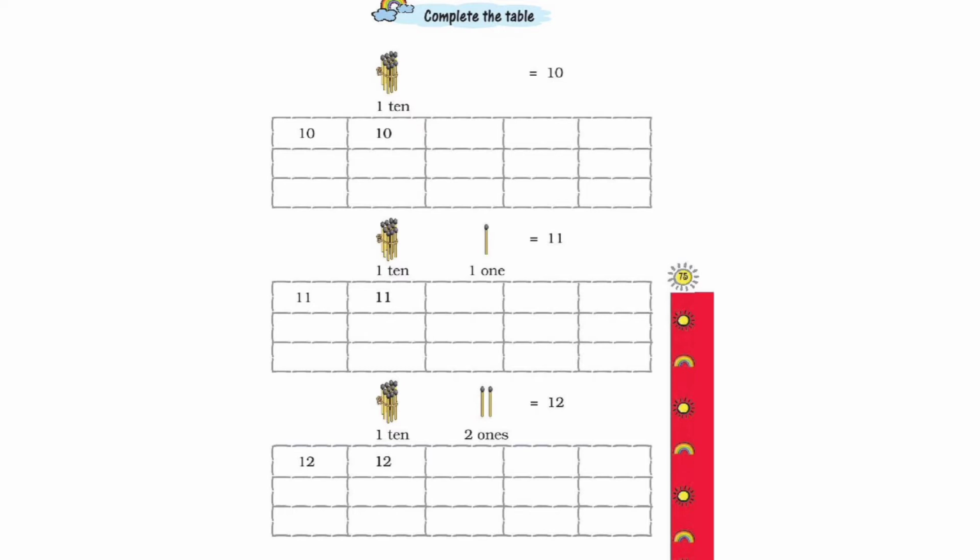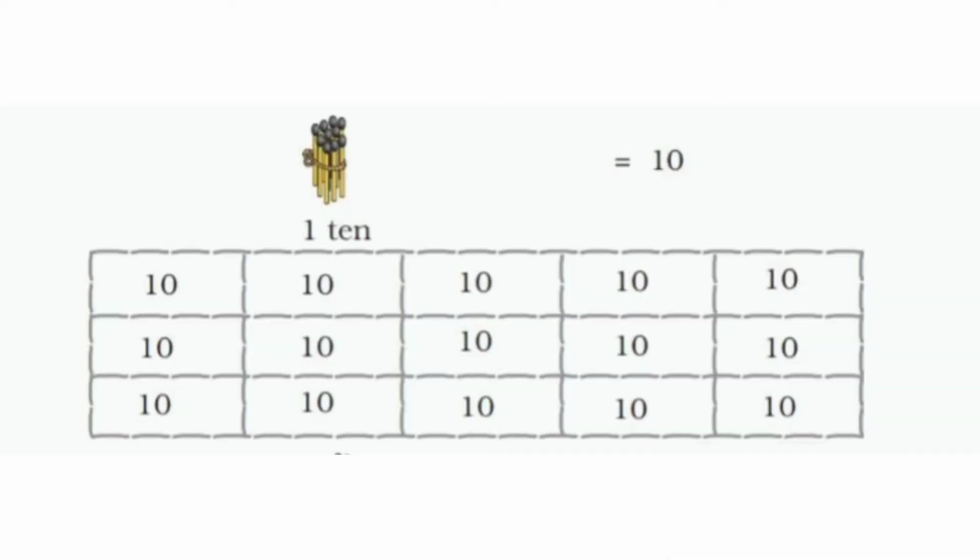First, here a bundle of 10 matchsticks is made. Here it is given that you have to write 1 ten, 10. Then you will write the same. You will complete the table by writing 10 in each blank.